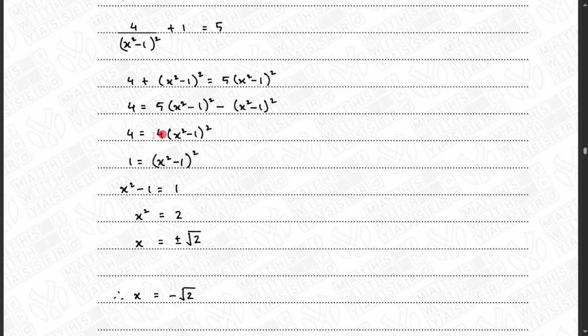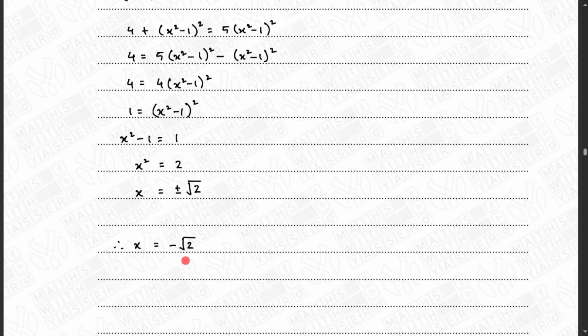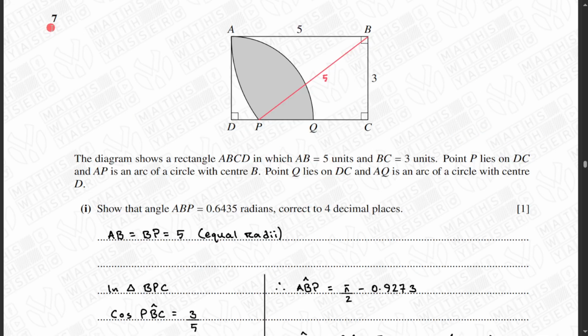We can then divide both sides by 4 and we get 1 is equal to (x squared minus 1) whole squared. By square rooting both sides we get x squared minus 1 is equal to positive 1. Therefore x squared will be 2. So x will be plus or minus the square root of 2. And since the domain of f of x was x is less than minus 1, therefore x will be equal to negative square root of 2, and that will be the final answer.